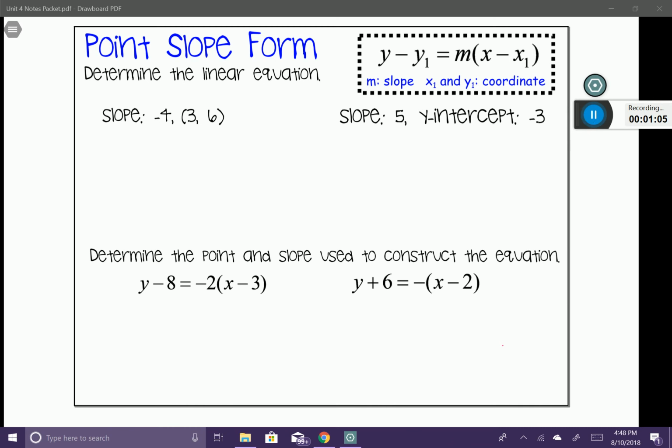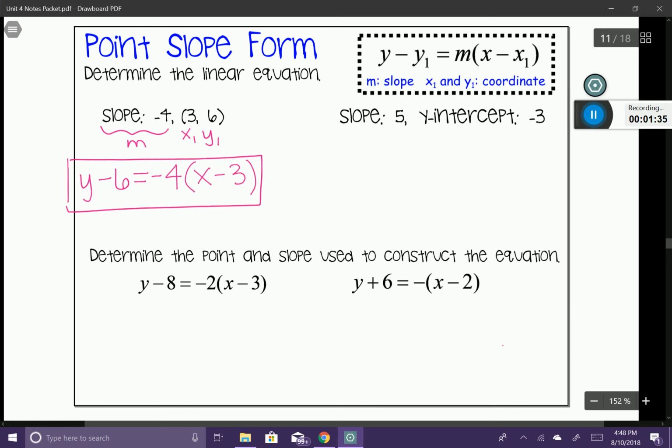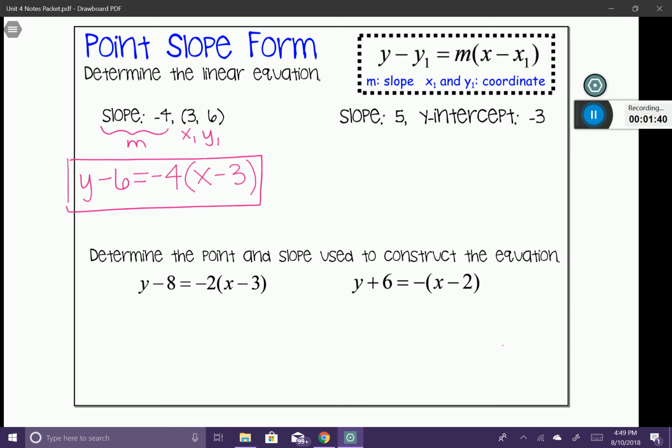So let's go ahead and plug it into the formula. My slope is going to be represented by my variable m, and then my coordinate here is going to be x1, y1. If I label everything just like this, it's really easy to pop right into the formula. So let's write y minus y1 equals m times x minus x1. And we're done. This represents a line on the coordinate plane that has a slope of -4 and that is going to run through the point 3, 6.